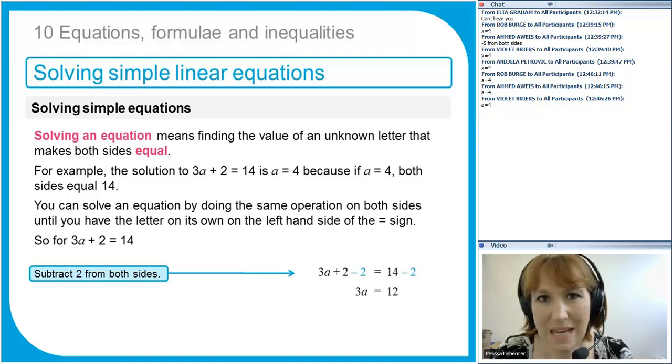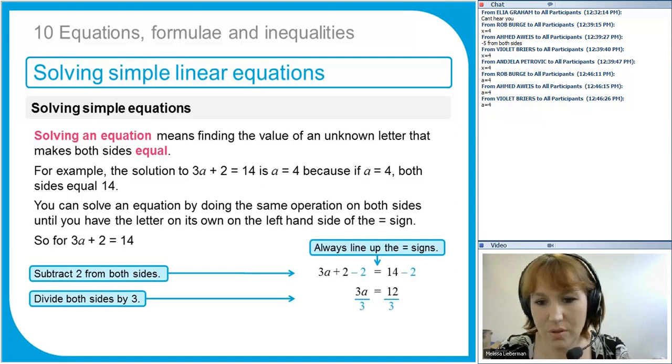Now if I know that 3a, or 3 times a, is 12, then I need to divide by 3 to get the final answer. So I'm going to divide both sides by 3 to find out what a is equal to. So if I divide the left-hand side of the equal sign by 3, then I need to divide whatever is on the right-hand side of the equal sign by 3. So divide both sides of the equal sign by 3.